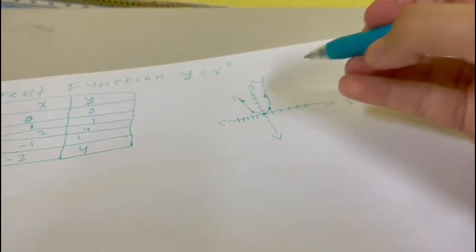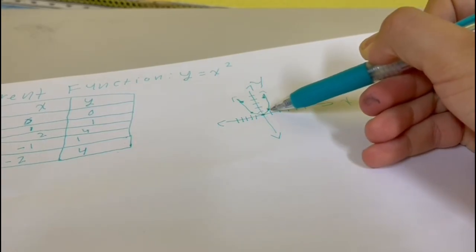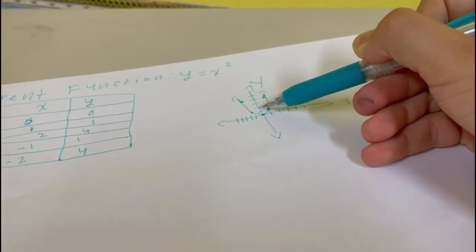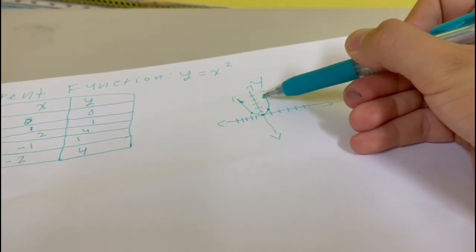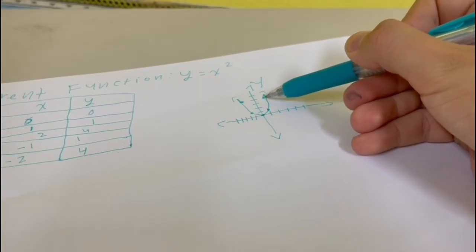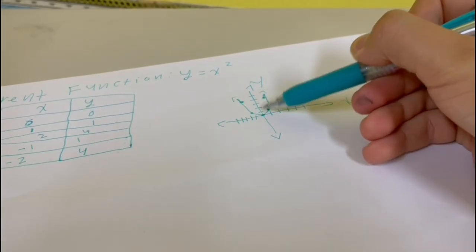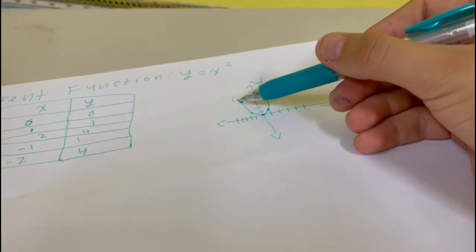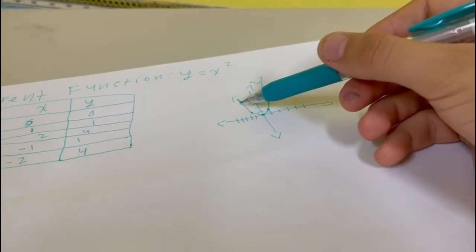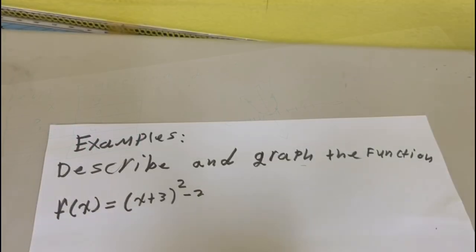Here the points are 0, 0 and 1, 1, and then we go 3 units up, 1, 2, 3, to reach 2 and 4. We reflect the point on the other side, and then we graph the parent function.